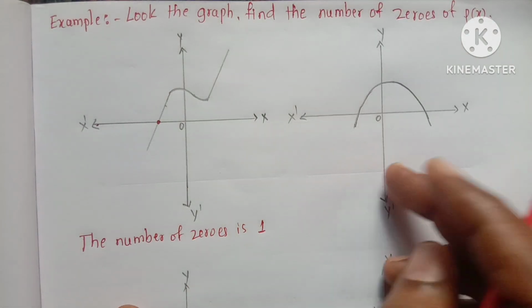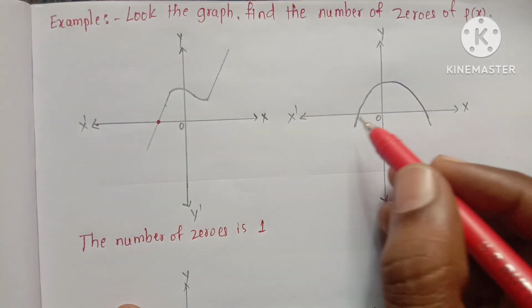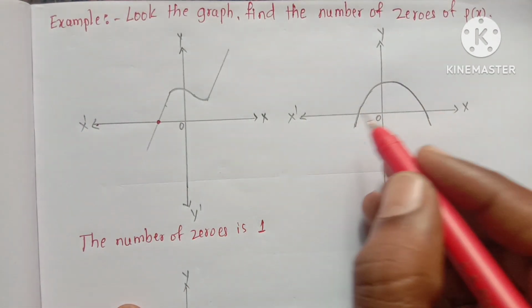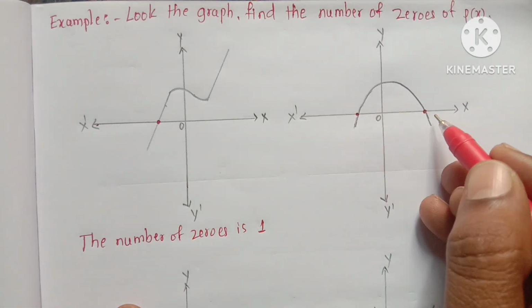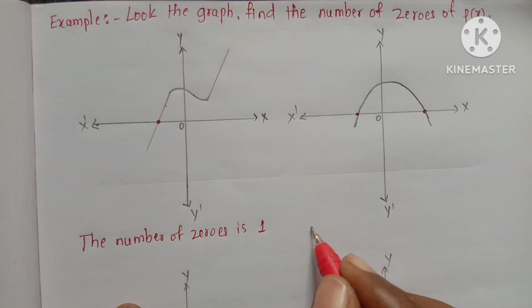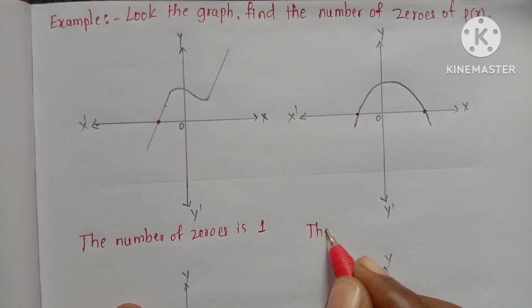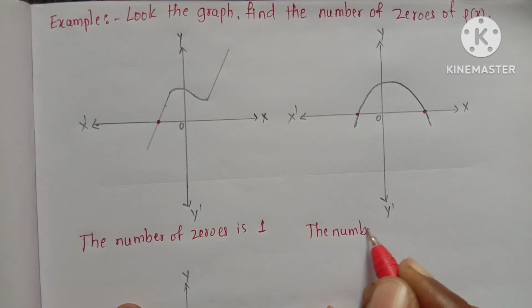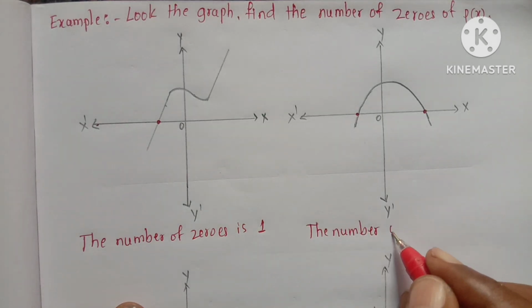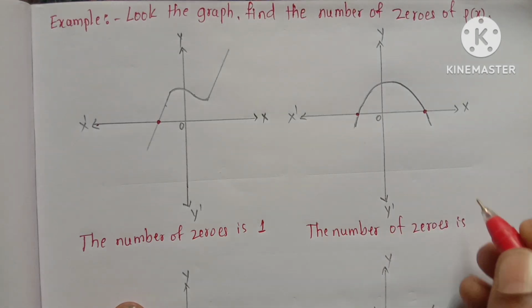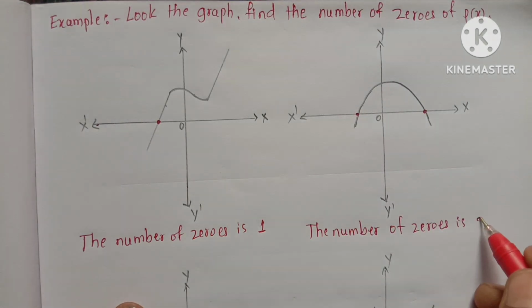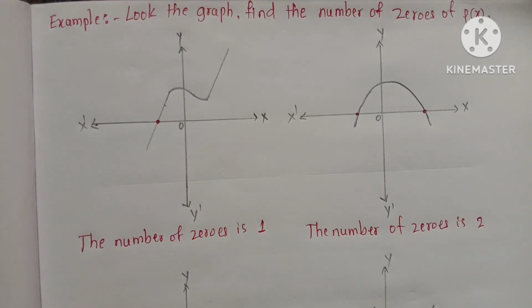Observe the second figure. Here the parabola crosses the x-axis at 2 points. The first one is here and the second one is here. So that's why the number of zeros is 2. Here the number of zeros is 2.